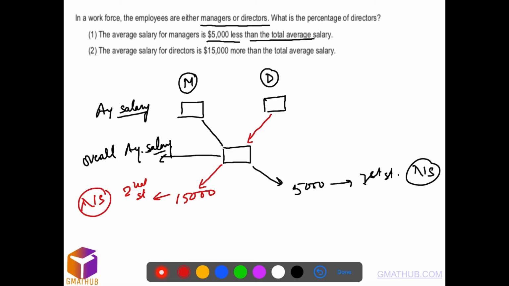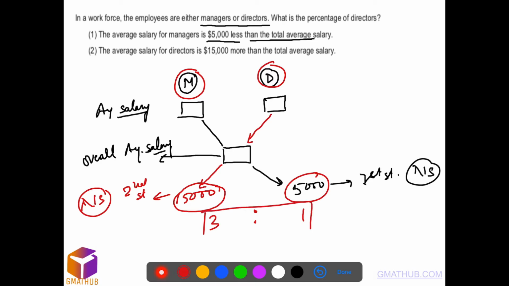If we combine the two, we have these two differences. That's what we need to find the ratio of the number of managers to the number of directors. And if we see, it will be 1:3. So C would be our answer here.